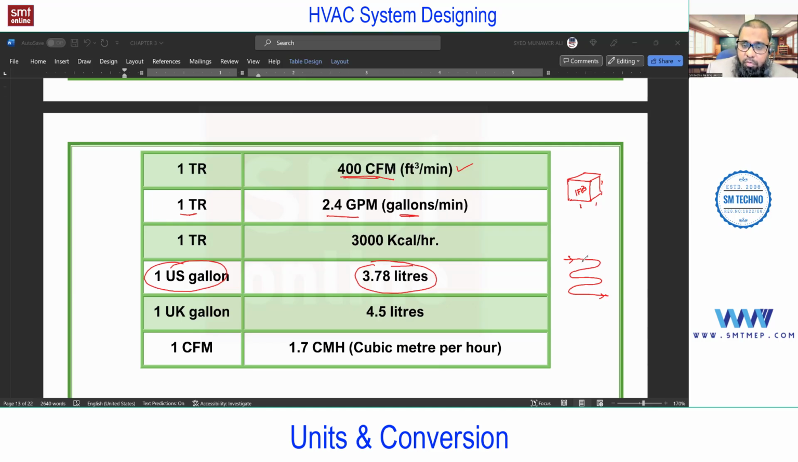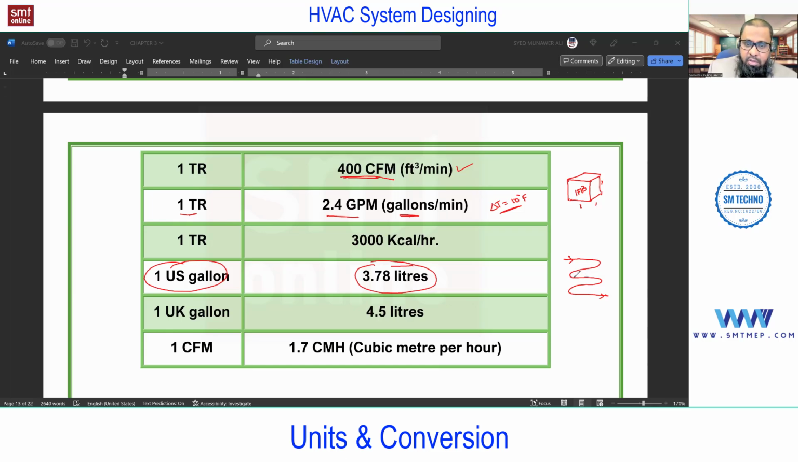So 2.4 gallons per minute is a standard, and again, this may vary. This 2.4 GPM is based on a delta T of 10 degrees Fahrenheit. Remember this point; we'll use it at the time of chill water pipe sizing, based on this delta T of 10. And what is delta T? Forget about this at this level, I'm just giving the clue. Based on this delta T of 10, we consider 2.4 GPM as a standard to get 1 ton of cooling from this cooling coil. Just remember at this level, and the detail we'll discuss in chill water pipe sizing.